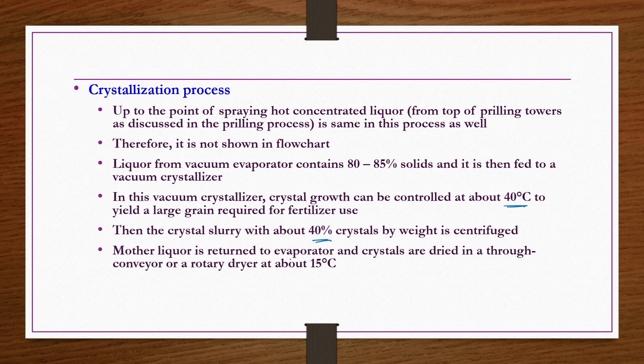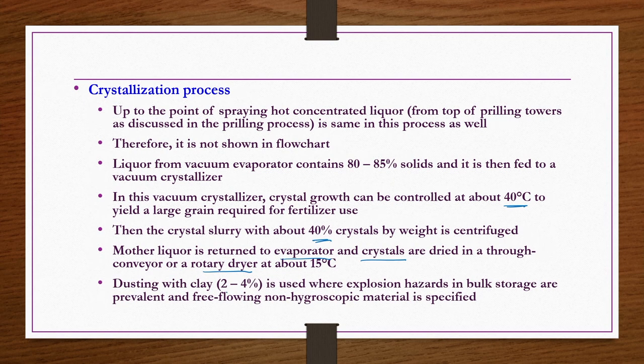Mother liquor is returned to the evaporator and crystals are dried in a trough conveyor or a rotary dryer at about 15 degree centigrade. Dusting with clay, 2 to 4% clay, is used where explosion hazards in bulk storage are prevalent and free-flowing non-hygroscopic material is specified. So, clay is not only for avoiding the explosion, but also it provides non-hygroscopic nature to the crystals.